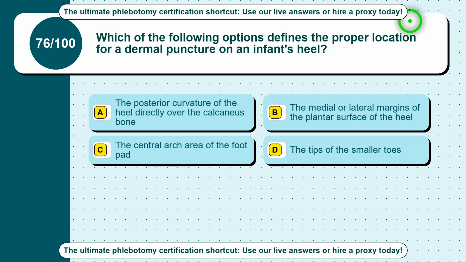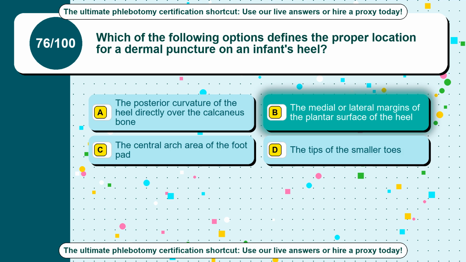Question 76. Which of the following options defines the proper location for a dermal puncture on an infant's heel? Option A. The posterior curvature of the heel directly over the calcaneus bone. Option B. The medial or lateral margins of the plantar surface of the heel. Option C. The central arch area of the foot pad. Option D. The tips of the smaller toes. The correct answer is option B, the medial or lateral margins of the plantar surface of the heel.